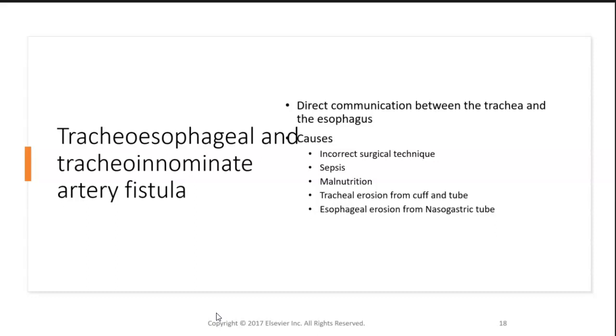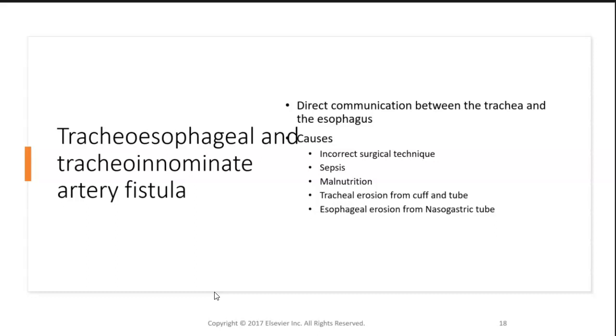All right. So, kind of less common ones, you have your tracheoesophageal fistula. This is where you have a direct communication, or a hole, between the trachea and the esophagus. This happens through incorrect surgical techniques. Like if, as I'm slicing, making my incision into the trachea, I cut too deep, I could go through the back and make that communication surgically into the esophagus.